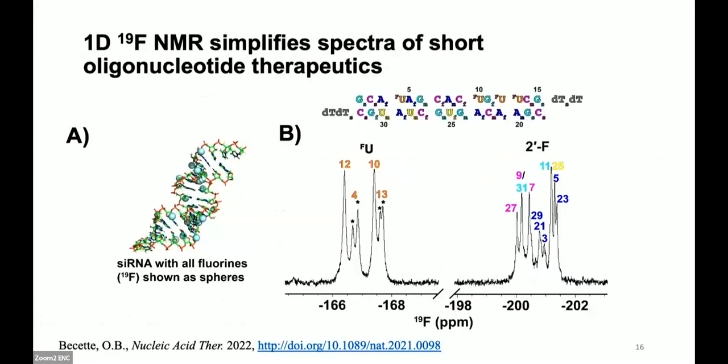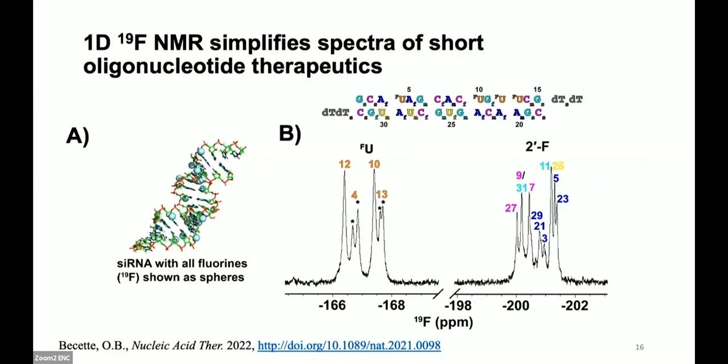Lastly, for the 1D methods, you can collect fluorine data. These are obviously introduced into the molecule to stabilize it, but these are great NMR handles. Fluorine, as everyone probably can guess, is virtually absent in biological systems, and it's also absent in a lot of buffers. So you get a really nice background-free, relatively simple spectra.